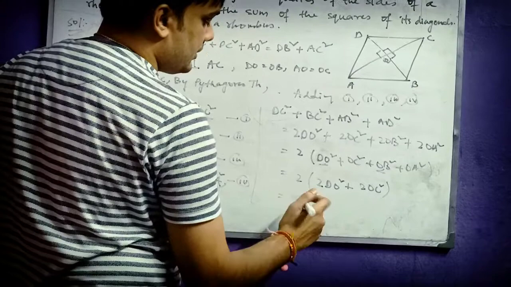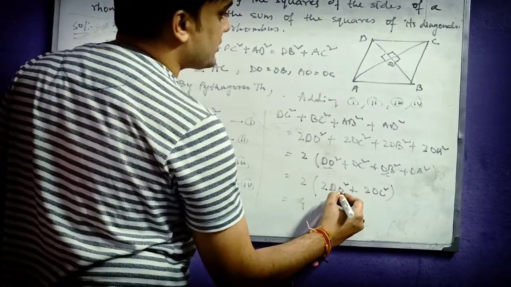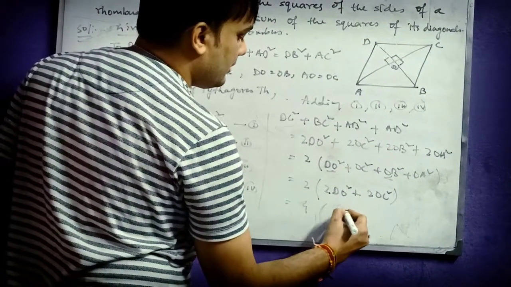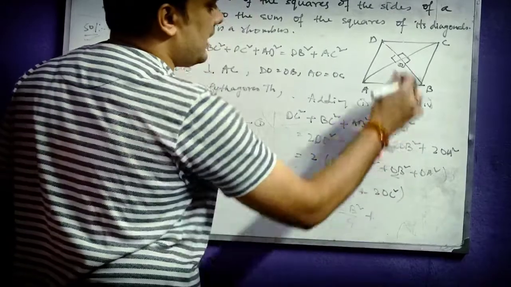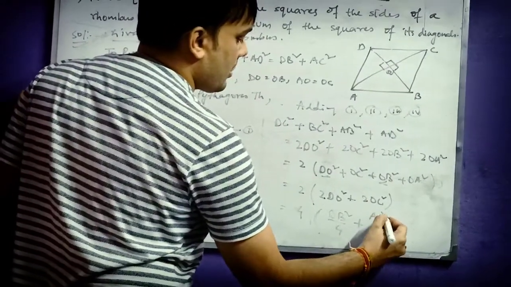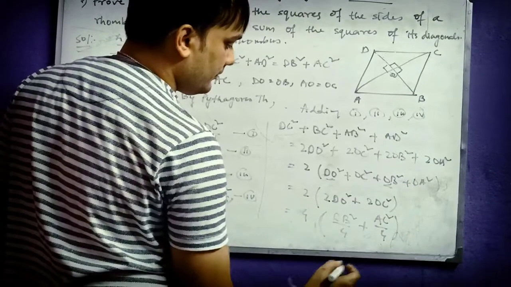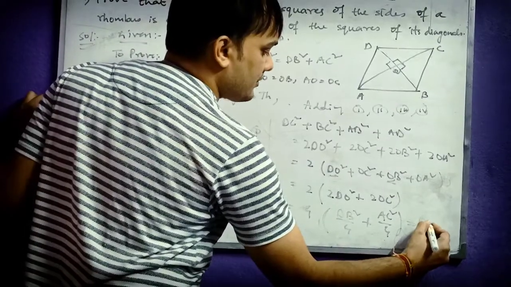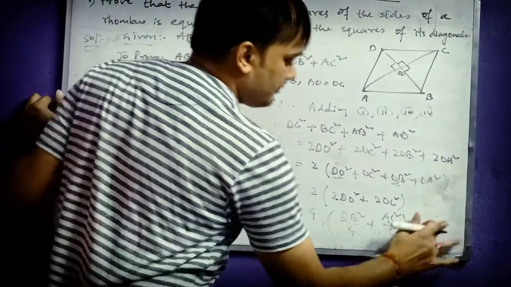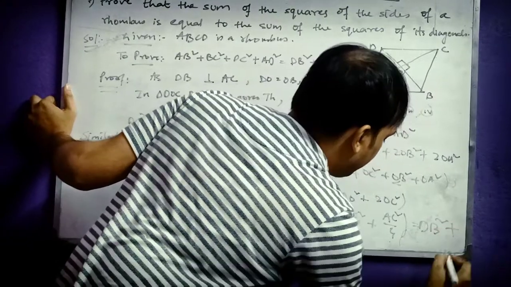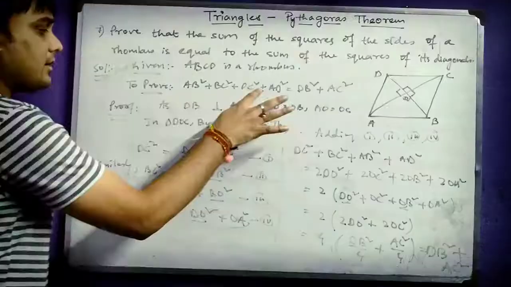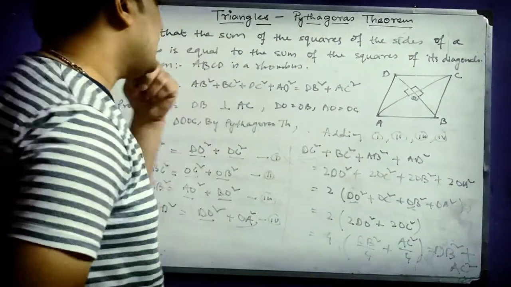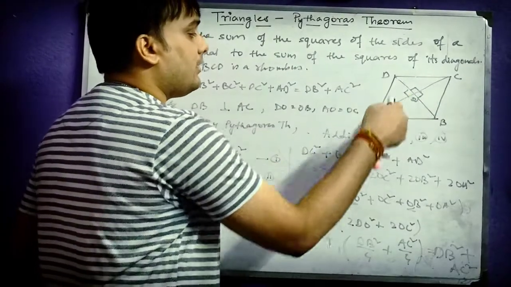Again you take 2 common, so it will be 4. DO square means DB by 2, so DB square by 4, plus AC square by 4. So you will get finally, if you do the LCM, 4 and 4 will be eliminated. So you will get DB square plus AC square. So we see that the sum of the squares of all the 4 sides of the rhombus is equal to the sum of the squares of the diagonals.